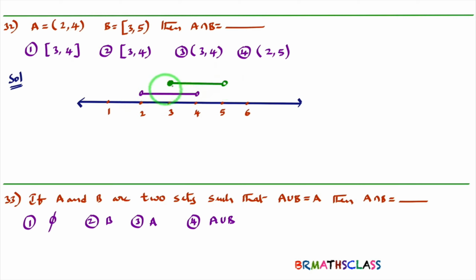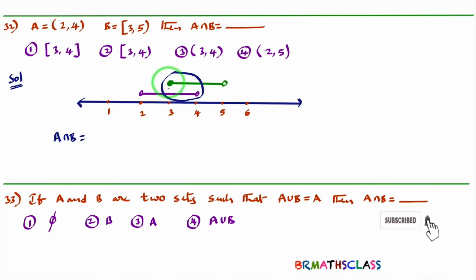Now you observe these two colors. This is set A. This is set B. What is the common region in set A and set B? You observe this zone is the common zone. Correct? This is the common region between set A and set B. So what they are asking in the question? They are asking A intersection B. A intersection B means which is the common part in set A and set B.